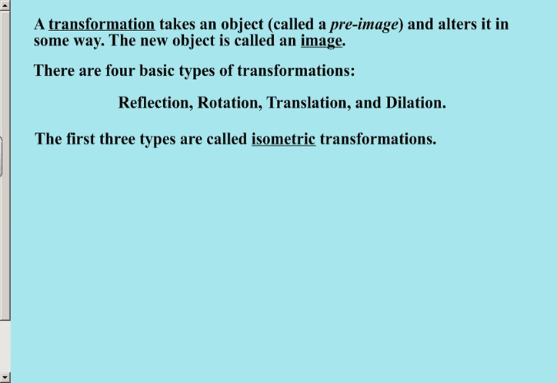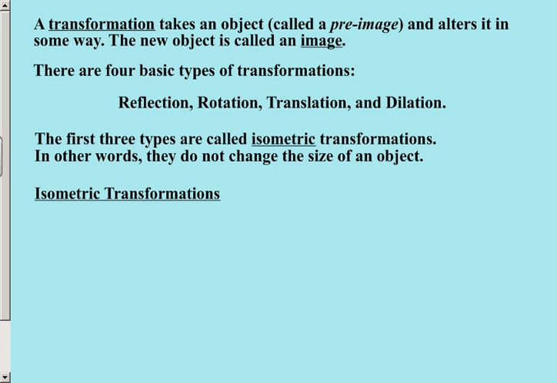The first 3 types of transformations in that list are what are called isometric transformations. Now, decoding that word, isometric, the prefix iso means same, and metric means of measurements. So we're talking same measurements. So in other words, an isometric transformation does not change the size of an object. Okay, so let's take a closer look at those 3 isometric transformations.